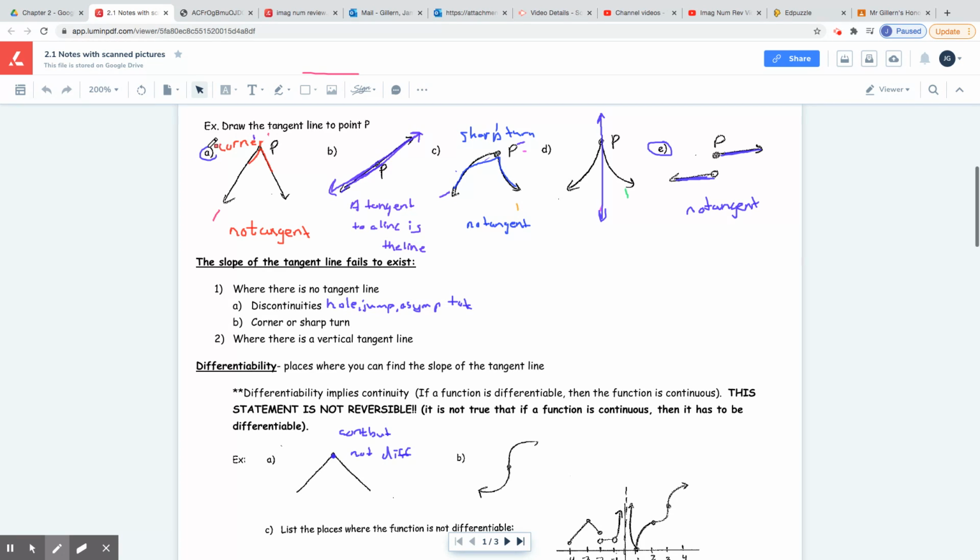It's like example A. We have a corner. So wherever there's a corner, we have no tangent line.